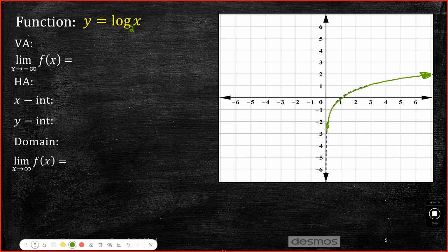What's the vertical asymptote? Anybody? Is there a vertical asymptote? Yes. Where is it at? At x equal to 0, because it will never cross here. It will never cross here. So it's going to be at x equal to 0.